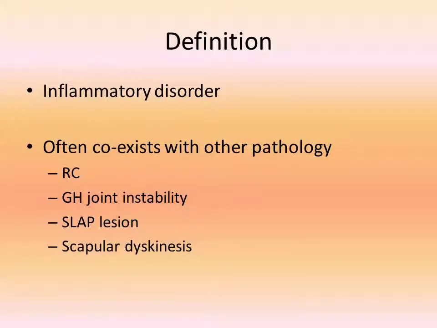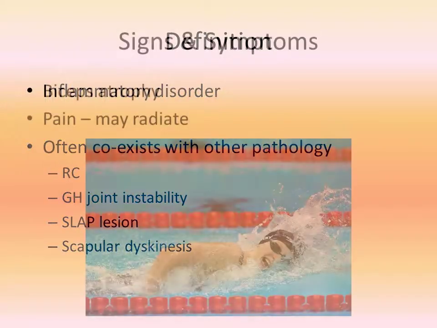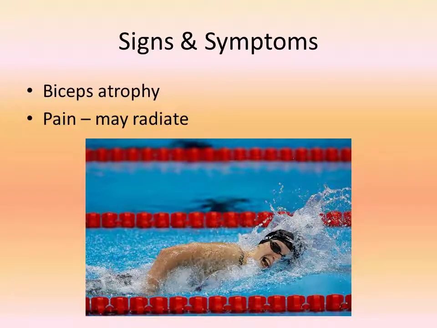Tenosynovitis is an inflammatory disorder of the synovial sheath surrounding the long head of the biceps. Oftentimes it's going to coexist with other pathology of the shoulder, such as rotator cuff issues, glenohumeral joint instability, a SLAP lesion, or scapular dyskinesis. There's not a lot that you can see with tenosynovitis. If it is a chronic situation, the biceps may begin to atrophy.